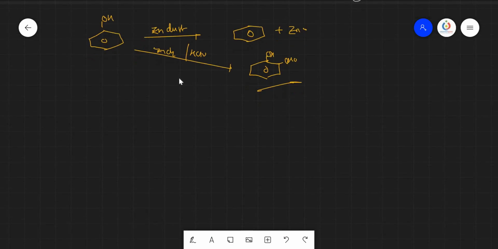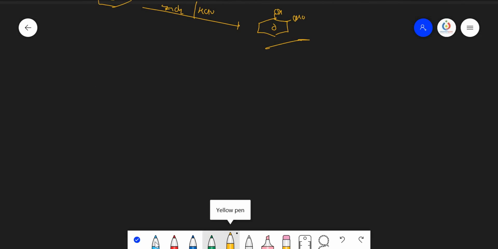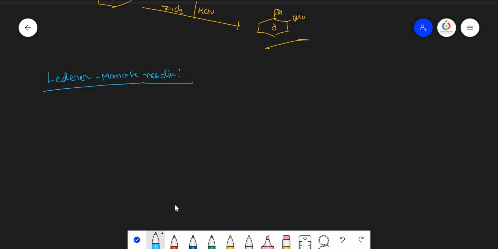Now the last important reaction, the LM reaction. If you want, this is not there in your NEET syllabus. It is the Lederer-Manasse reaction. So in this reaction, the major thing is we take the phenol, but the in-between products are not important. First product and last product are important for you.